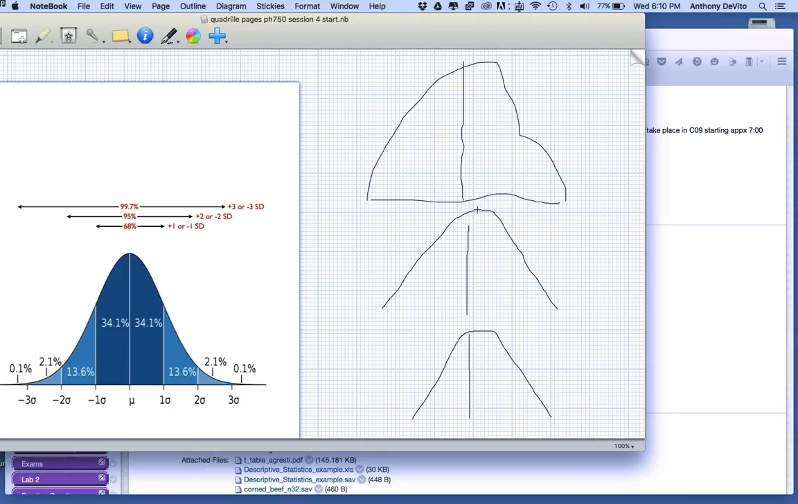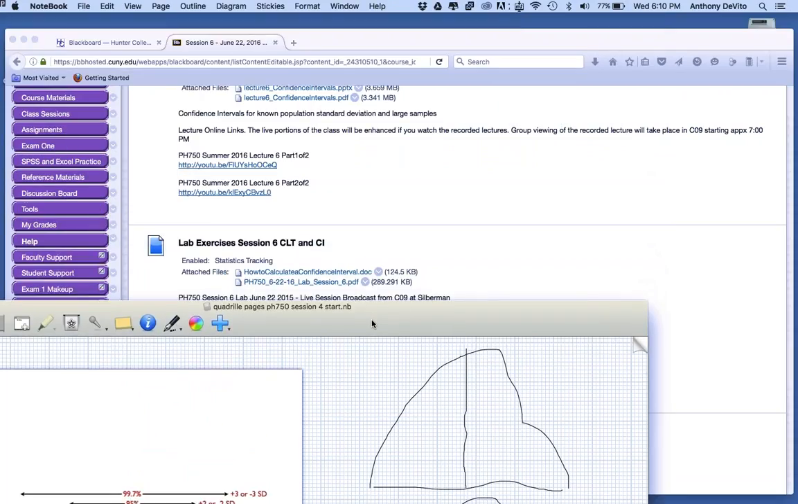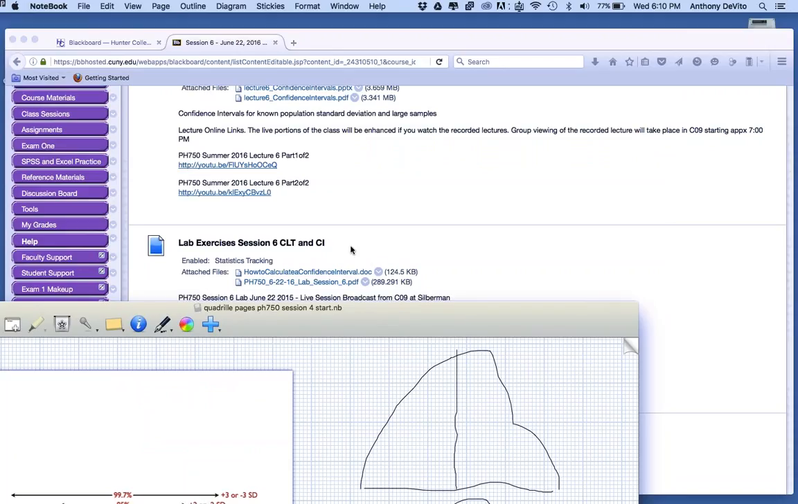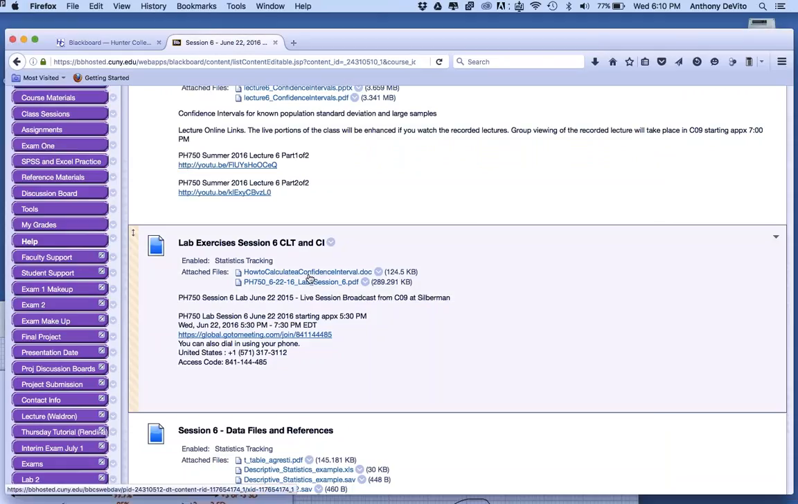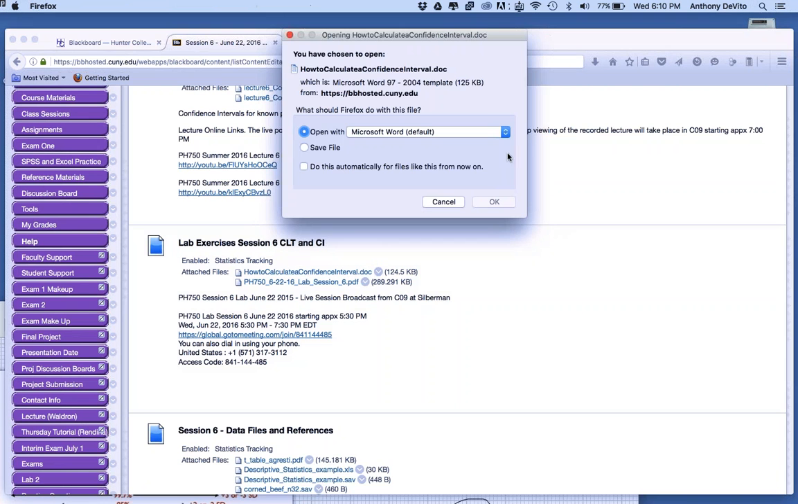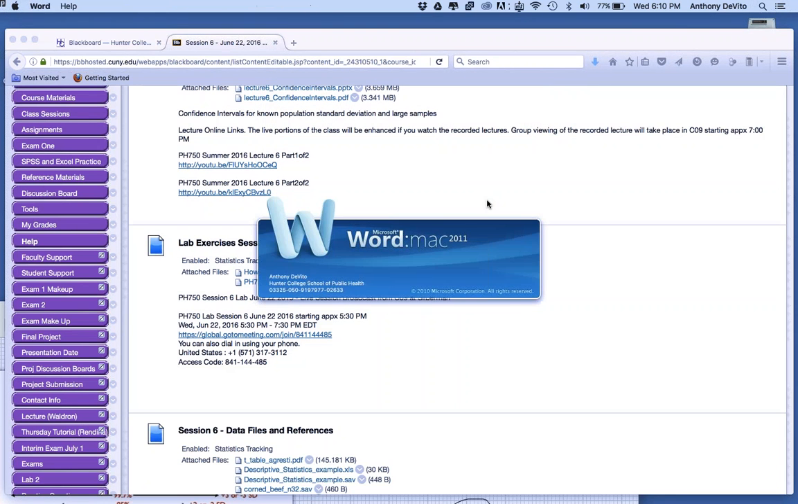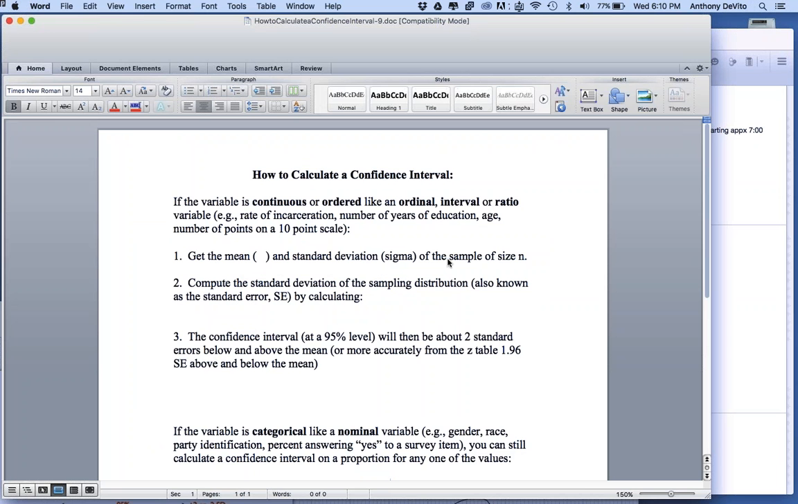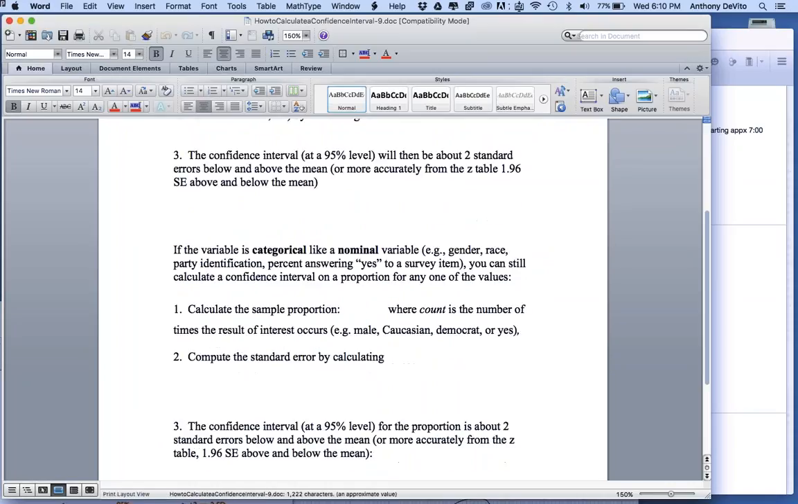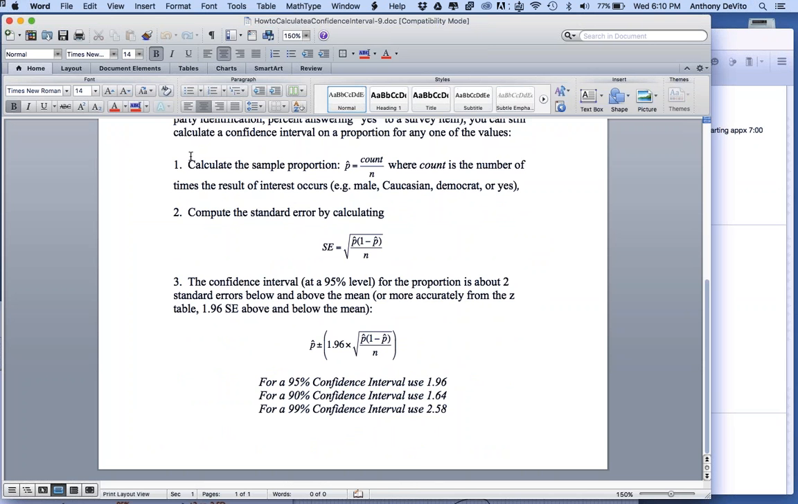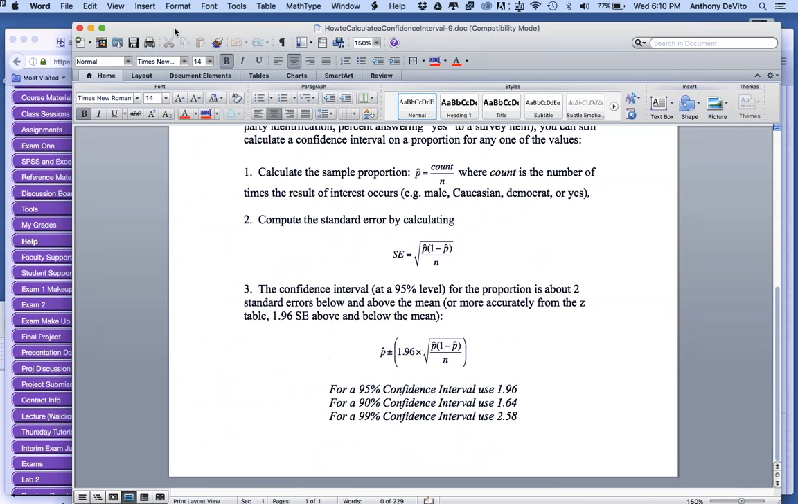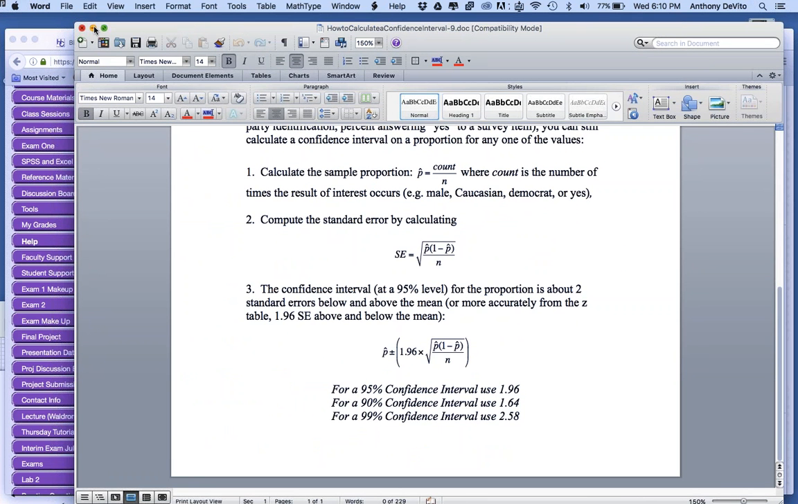Okay, so let's pick up from this exercise. There's two documents here. One is how to calculate a confidence interval. We're going to hold on to that because that's going to be kind of a summary document for you. I'm just going to open it up so you can see what it looks like. It's a step-by-step rule on how to actually do this process, and you can refer to this as you work with the various homework examples.